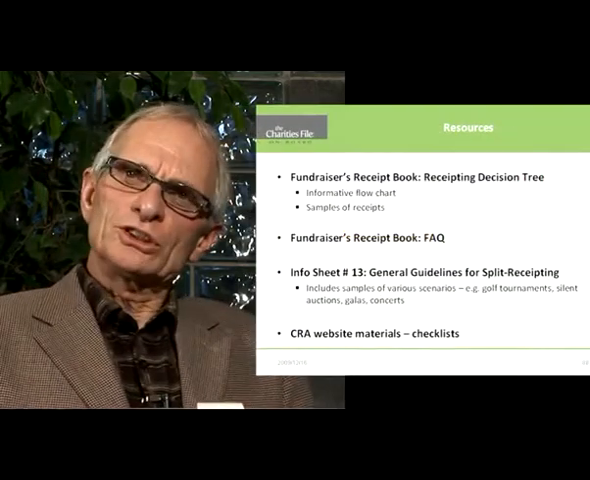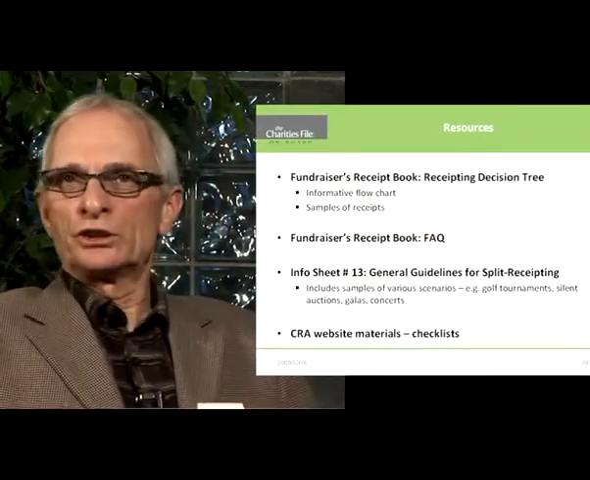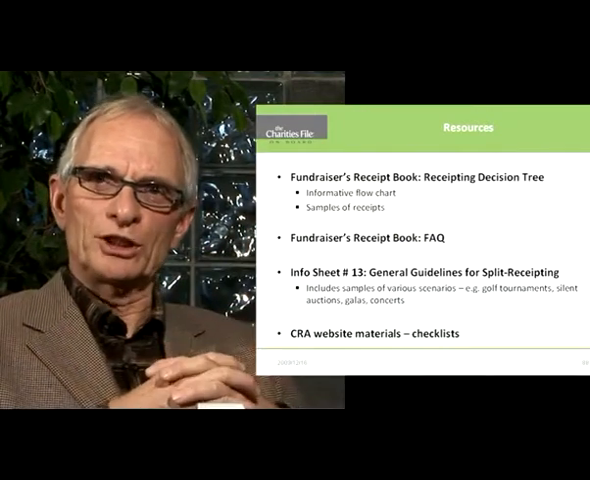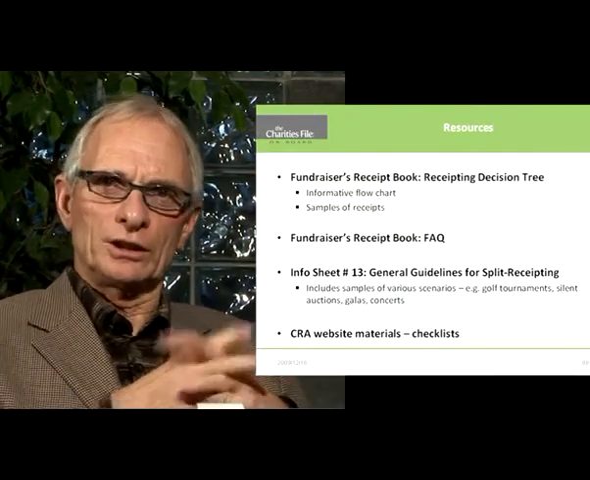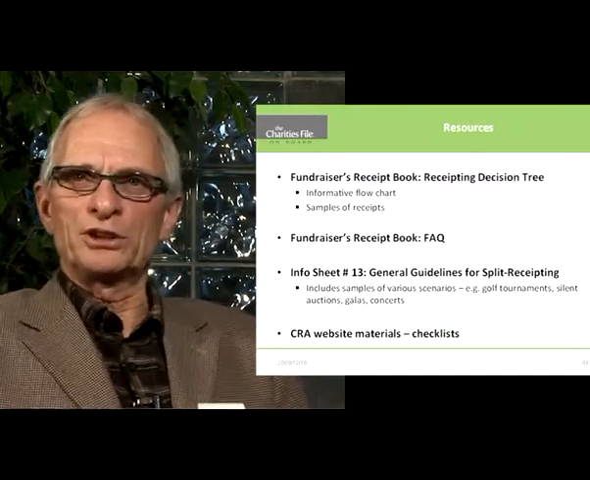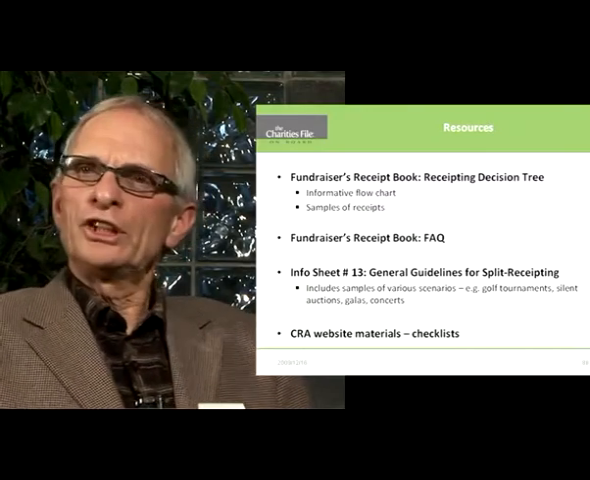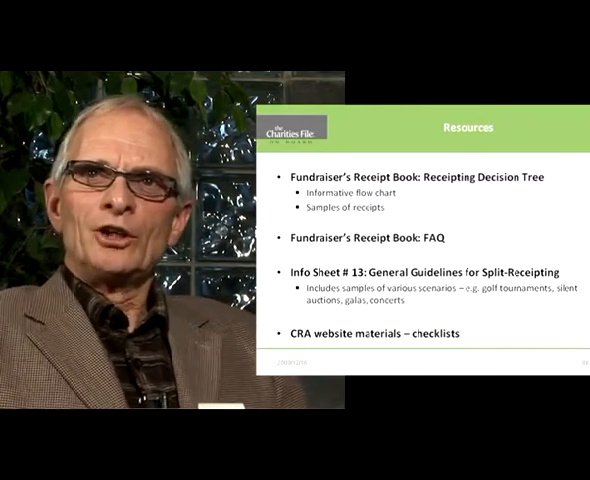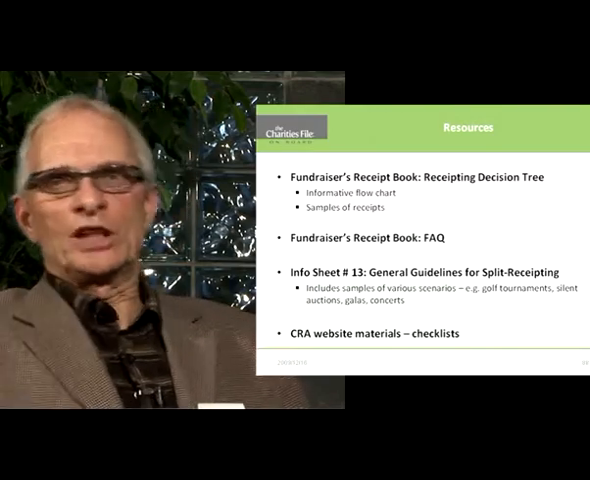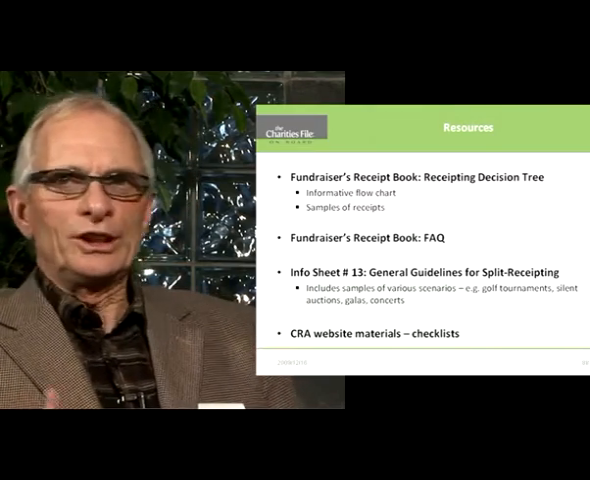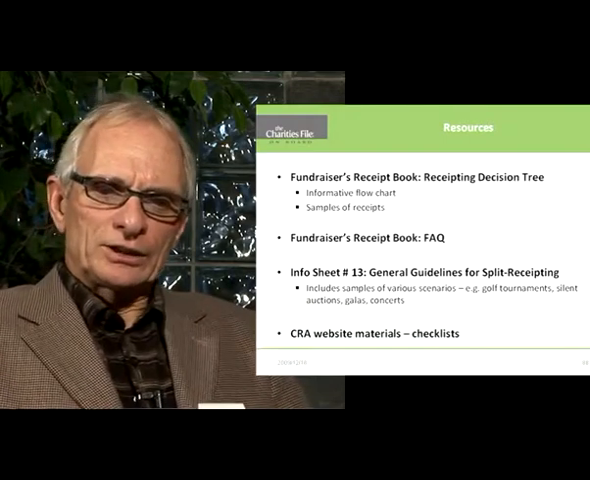We have some resources to help you with that. We have the decision tree, which is the whole flow chart. You've seen parts of that here to kind of look at moving your way through as to whether something should be receipted or not. We have a receipting handbook that really looks at all kinds of frequently asked questions about, for example, what do you do with a spoiled receipt, or things like that.